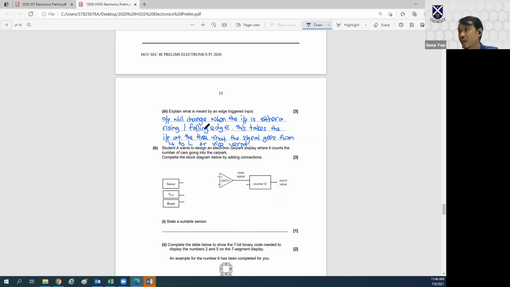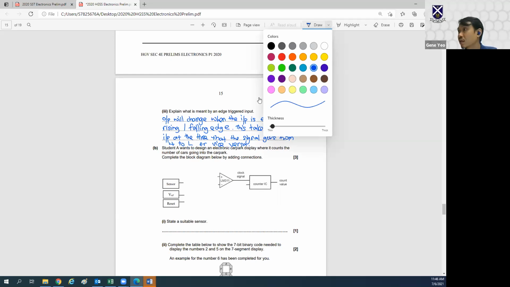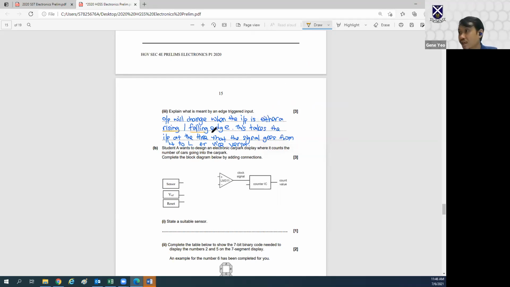Okay, so basically keywords I need to see here. I need to see that it's either a rising or falling edge. Okay, the output changes when it experiences this. And what does rising and falling edge mean? That it goes from high to low or vice versa. Okay.